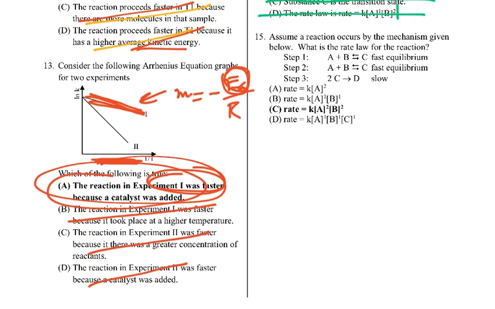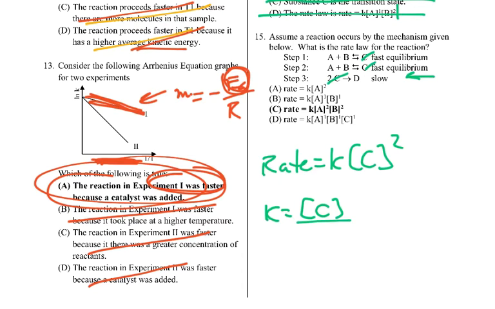Okay, for 15, assume that a reaction occurs by the mechanism given. What is the rate law? Well, the rate law is the rate law of the slow step. So we can say the rate law is going to be rate equals K times the concentration of C squared. But what happens here is C is an intermediate. If I go through and put these equations together, the C's drop out. I have 2 A's plus 2 B's turns into D, so I don't want C in this rate law. So I'm going to go back to my equilibrium and say K is equal to the concentration of C over the concentration of A times the concentration of B.